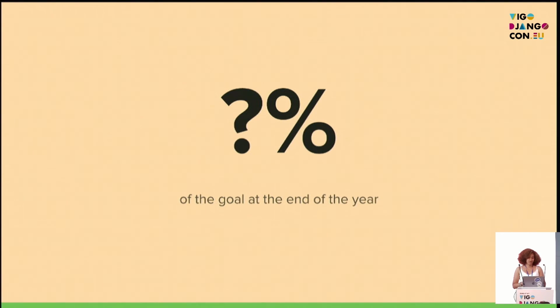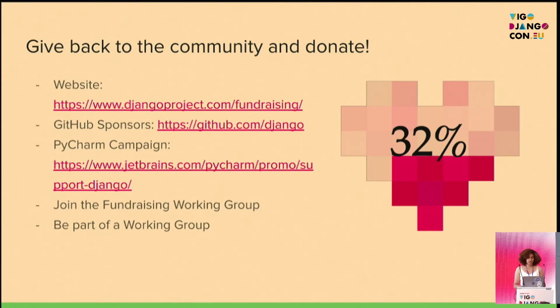And I don't know what will be the percentage we will have at the end of the year, but I truly think that you can all help, or maybe friends you have or colleagues could help also. So give back to the community and donate. You can donate through the website, through GitHub Sponsors. There is also the PyCon campaign we talked about at the beginning, so you can get the license, and all the money will be given to the DSF association, and you can join the fundraising working group or be part of a working group, so we can fulfill this art fully and make other things.